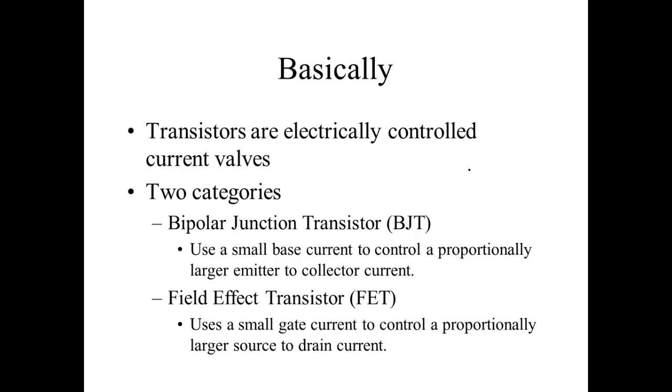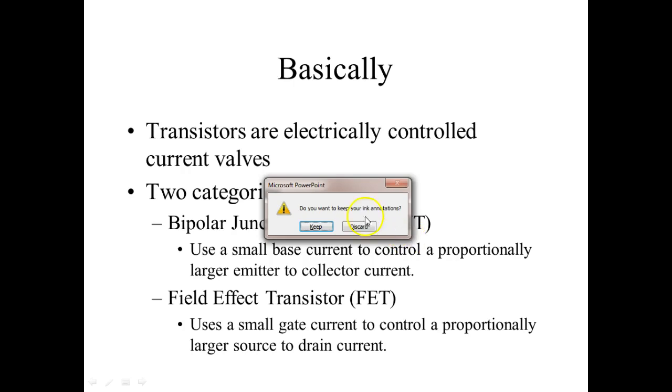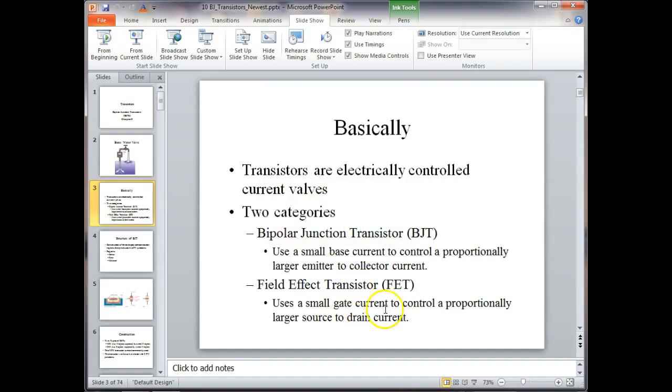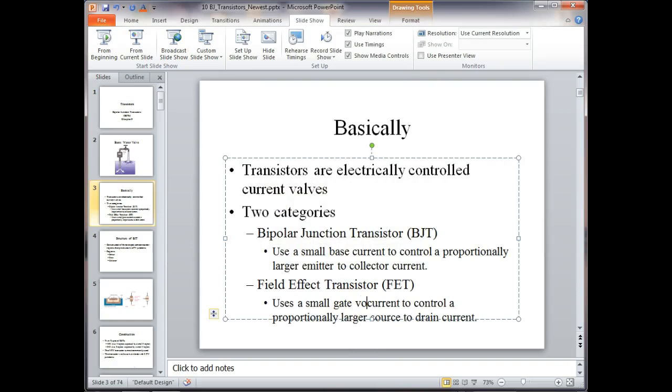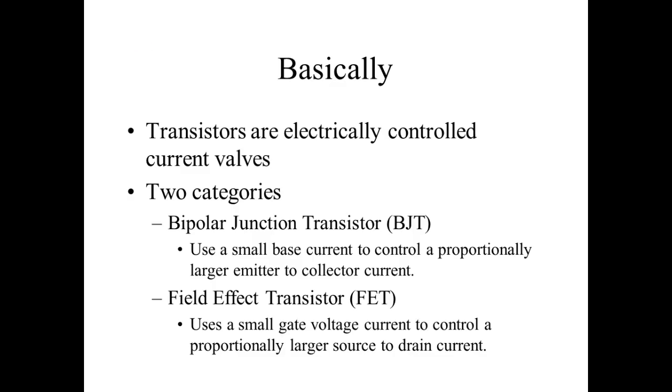And we'll see why, because a field effect transistor uses a small gate voltage to control a proportionally large drain to source current. So with FETs we control the valve with a voltage. With BJTs, we control the valve with a current. And that's the difference right there. That's the big difference.